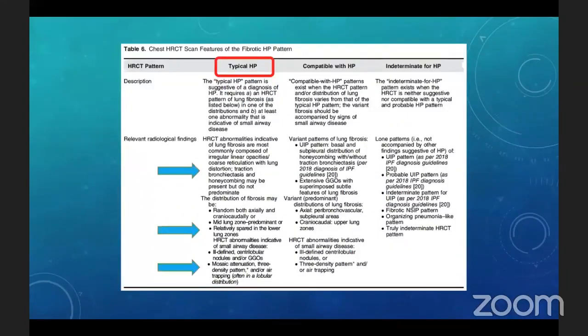So you have a parenchymal abnormality, and you have small airway disease abnormality, and you have fibrosis. This is typical fibrotic HP pattern.